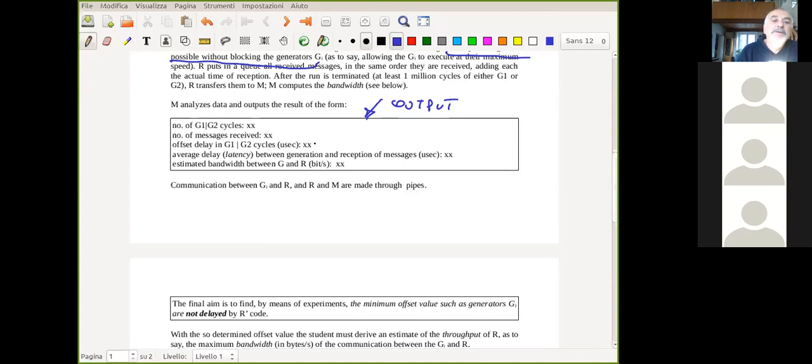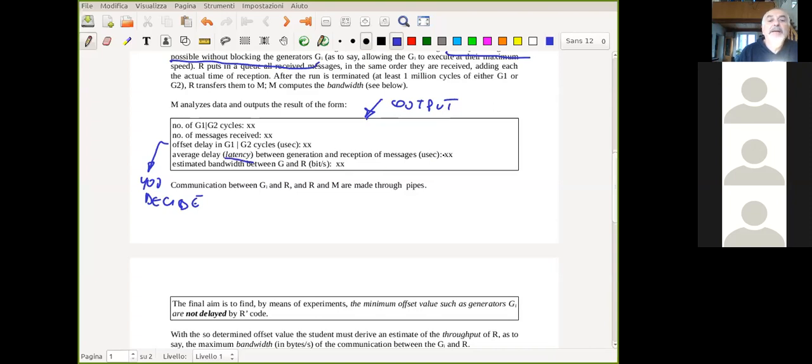The delay used by G1 and G2, so to have an idea of the experiment, the offset delay is, you decide the offset delay. You decide before you run the system, and you compute the latency between generation and reception.